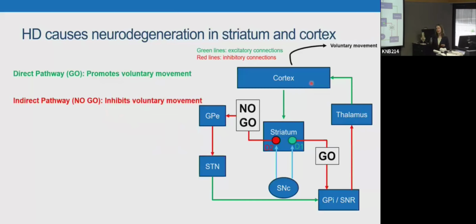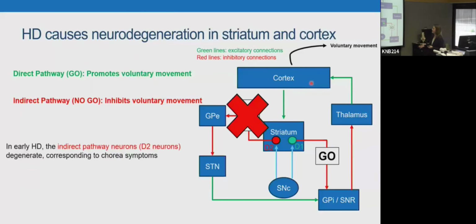And the classic model is that both of these pathways compete with each other to produce the correct movements for a situation. More recent research has shown that this isn't quite so simple as just a GO and a no-GO pathway, and there's a lot of other stuff going on, but this is still a simple way of looking at this to explain some of the symptoms of diseases like Huntington's disease.